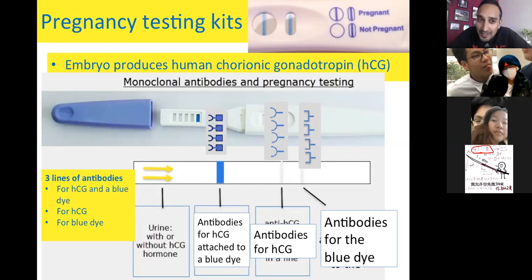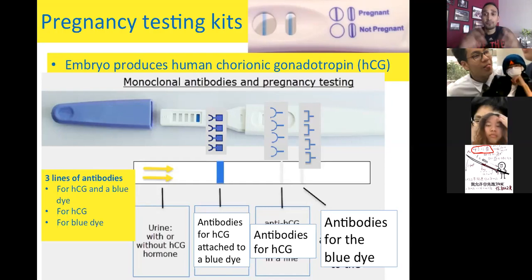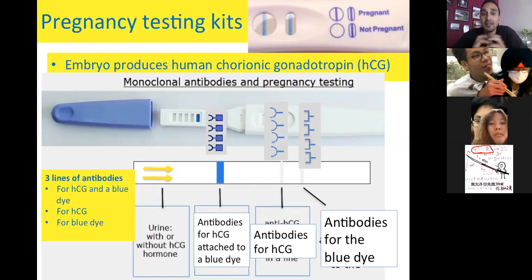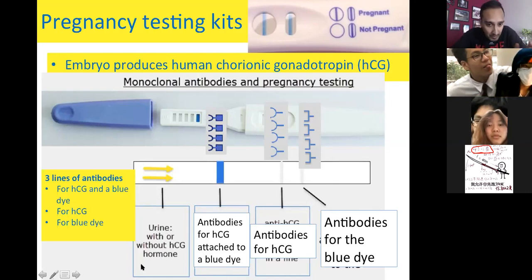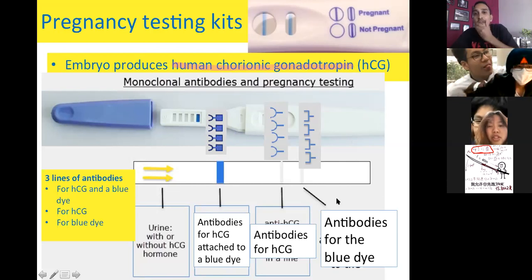Anyway, how it works is the following. If a woman becomes pregnant, meaning that her egg has become fertilized, sperm, egg, bam, then it starts to divide and we have an embryo. That little ball of cells that's starting to divide produces a hormone called HCG, human chorionic gonadotropin.